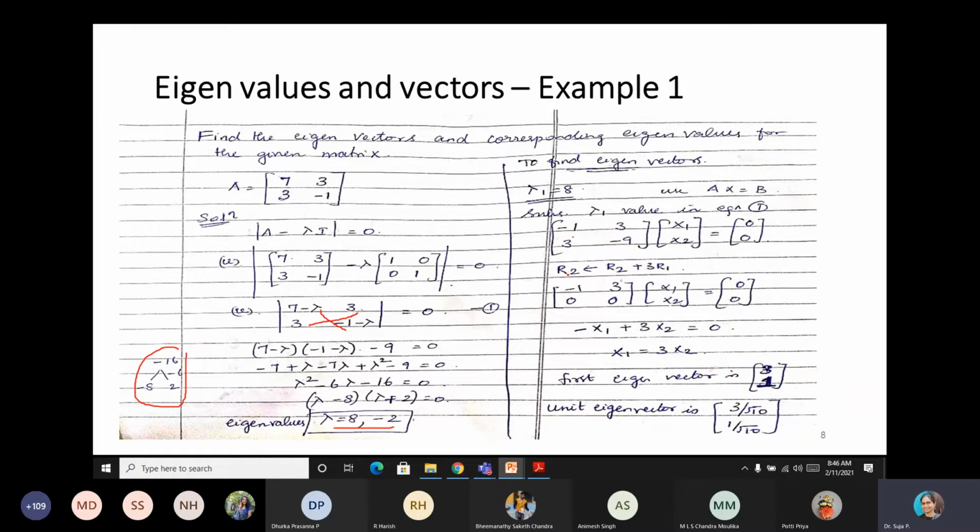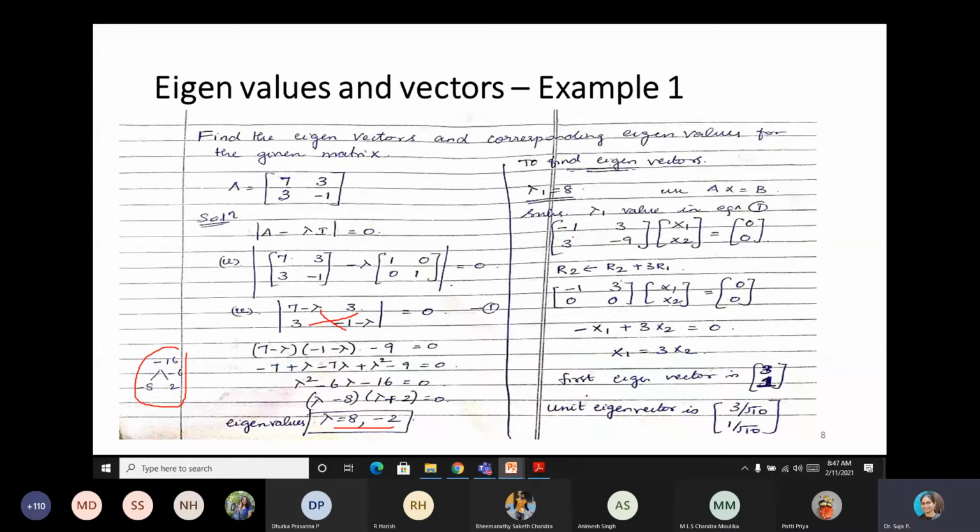So here in this example, row 2 is taken as row 2 plus 3 times row 1. So 3 minus 3, and minus 9 plus 3 into 3. So this gets cancelled. So you will have minus x1 plus 3x2 equal to 0. From this you derive x1 equal to 3x2, and then we write the eigenvector as 3 and 1.